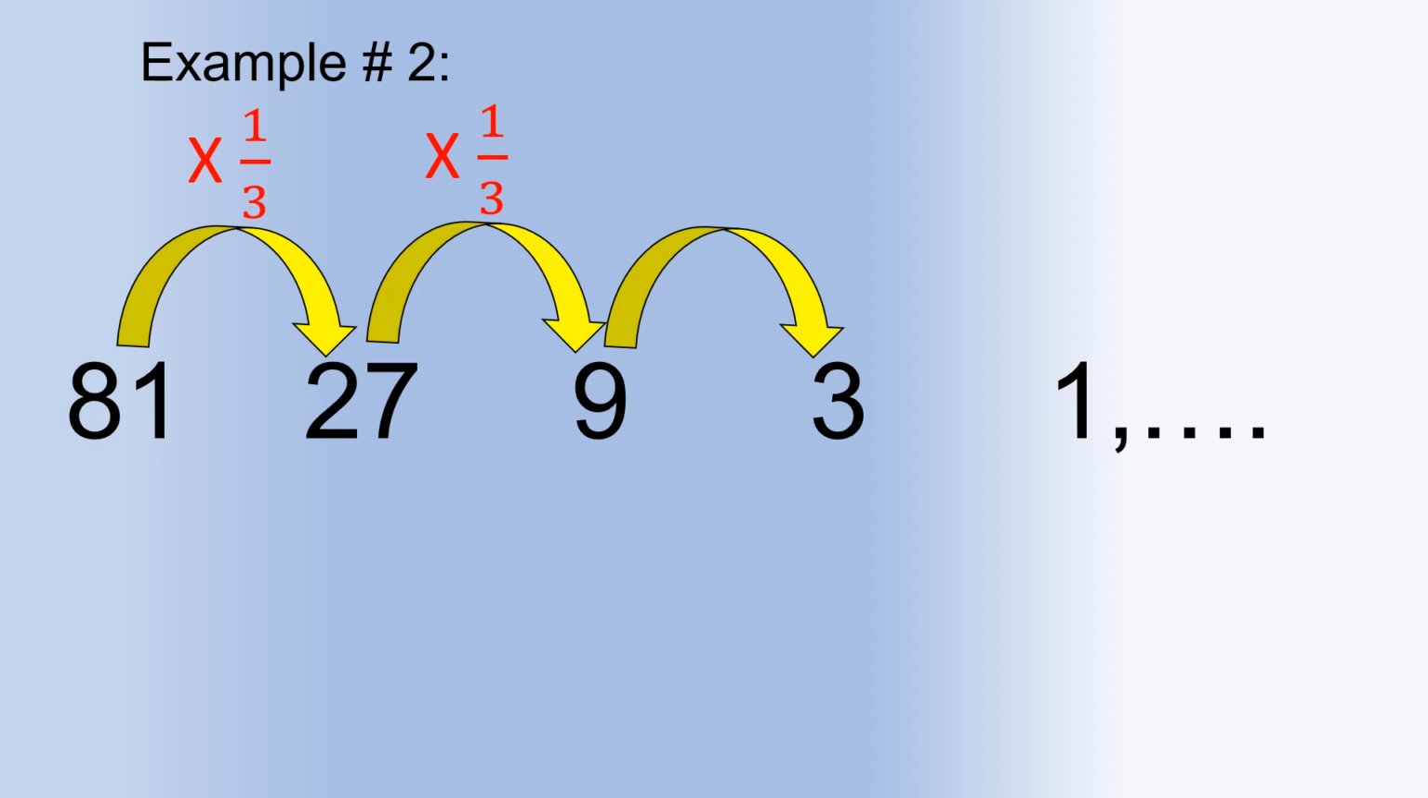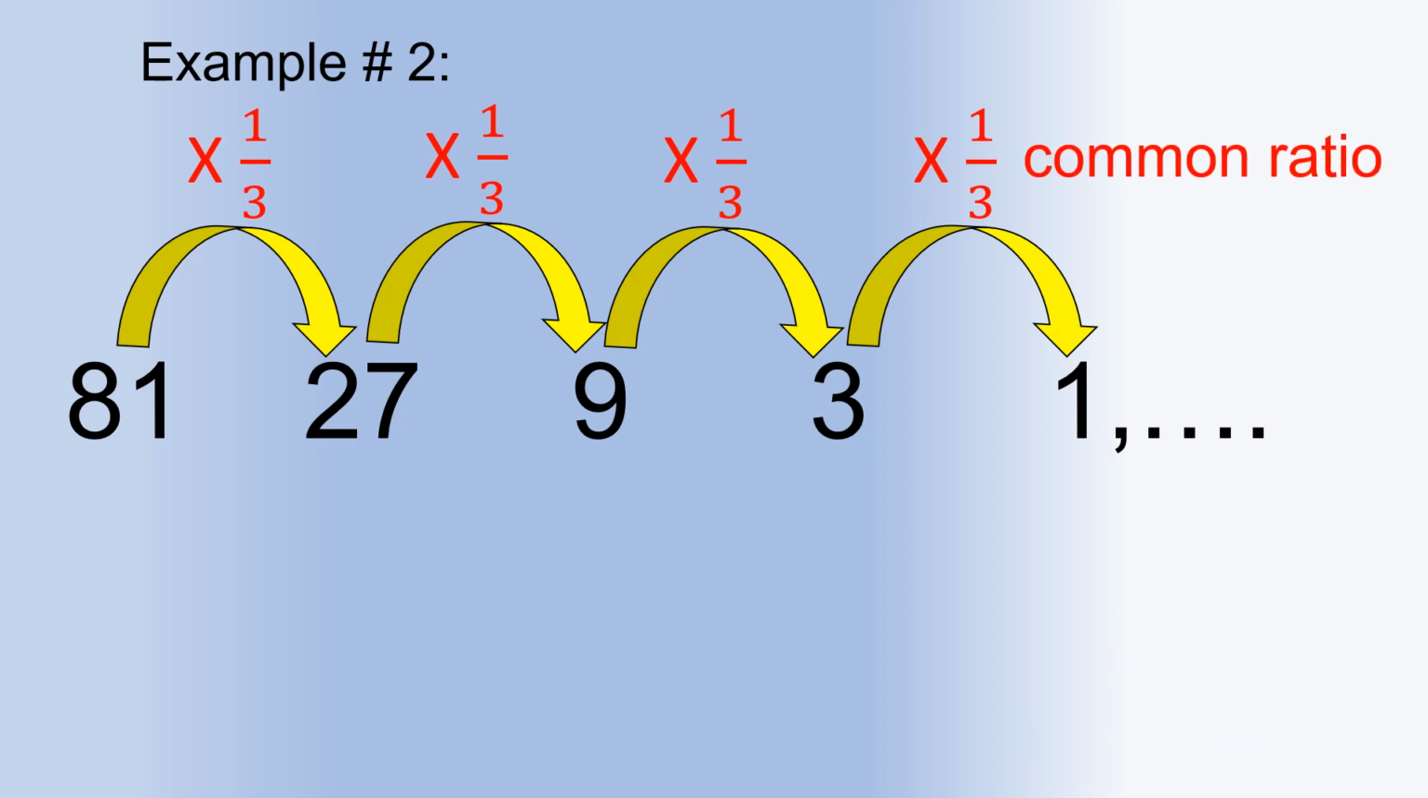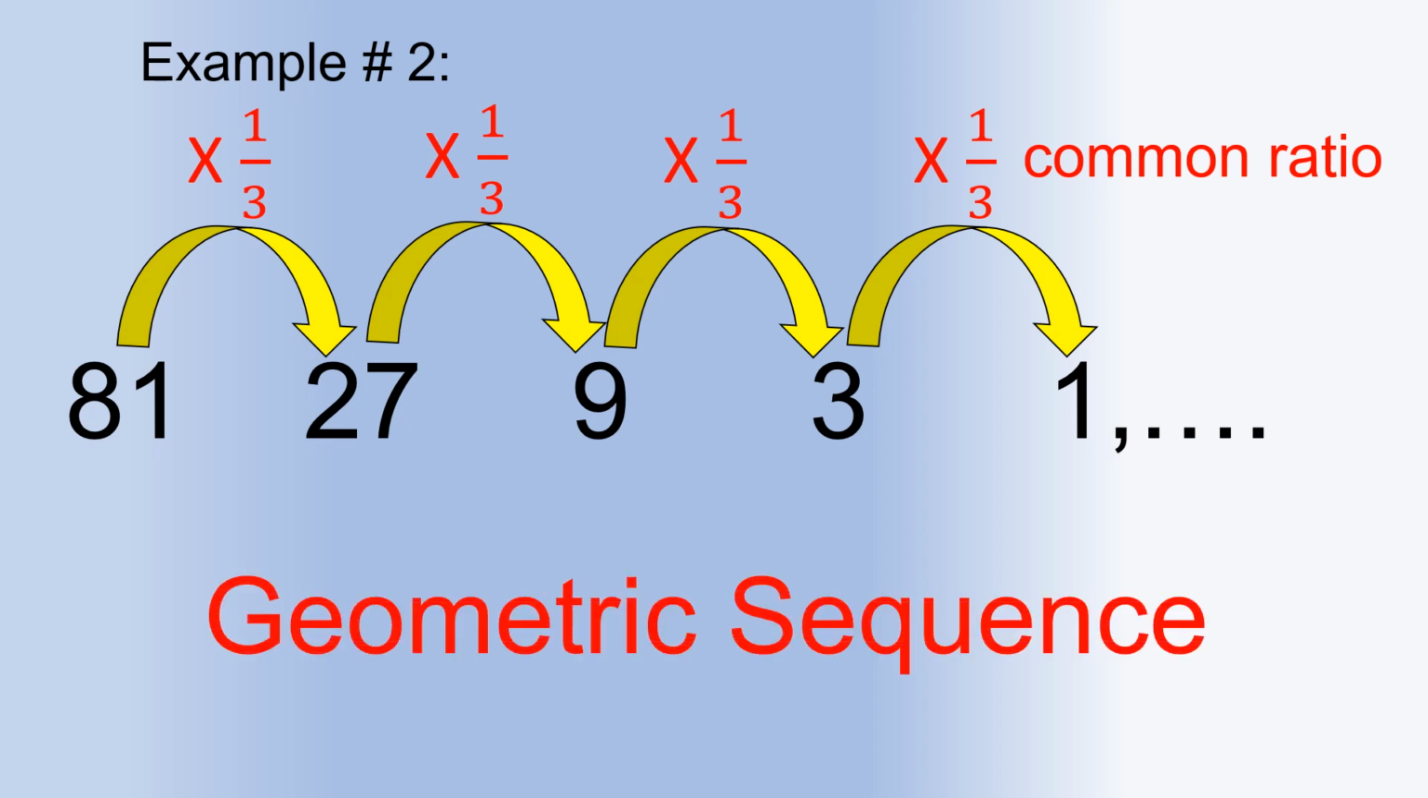And then let's try again to 9 and 3. So 9 times 1/3 is equal to 3 again. And then for the last one, we have 3 times 1 divided by 3 is equal to 1. So therefore, in our example number 2, we have a constant which is called the common ratio. And therefore, this given sequence is an example of geometric sequence.